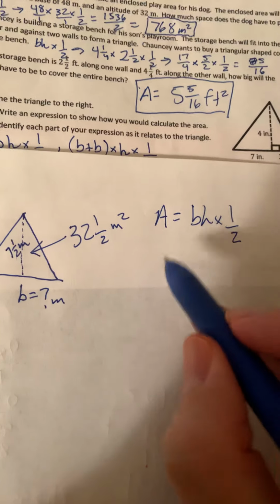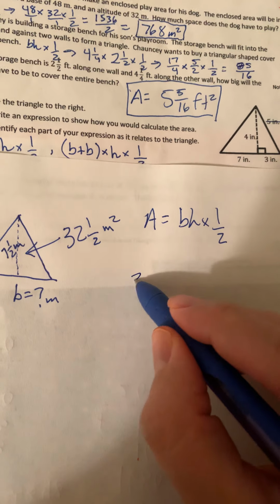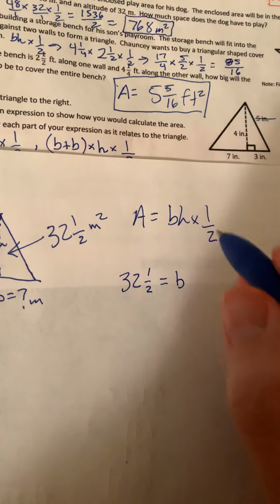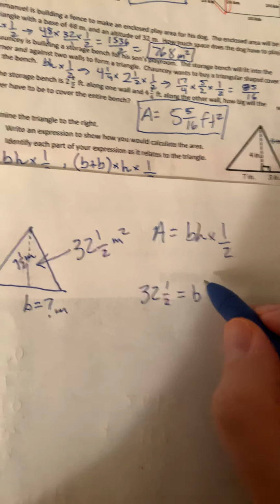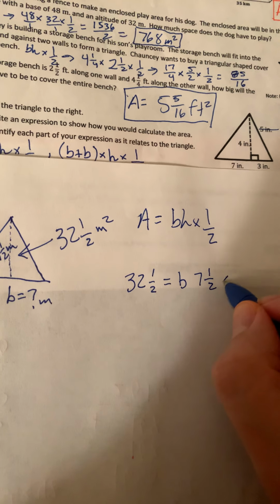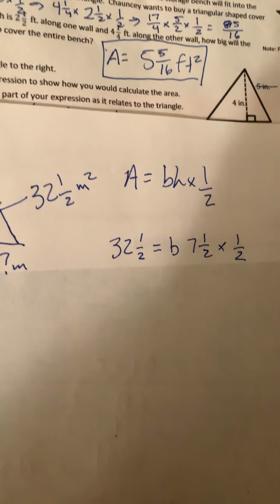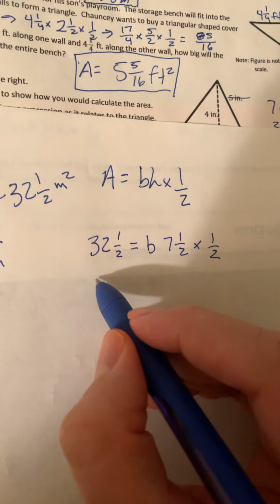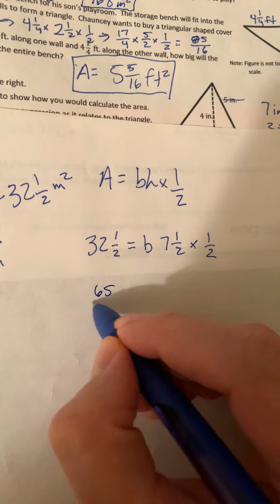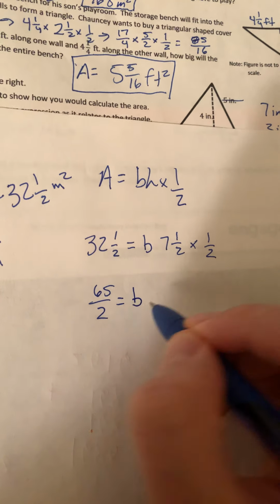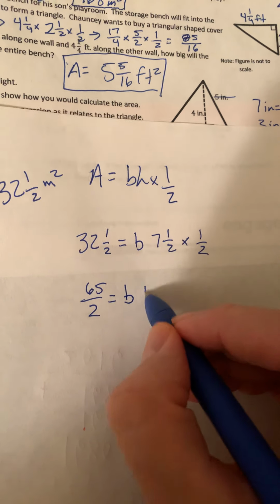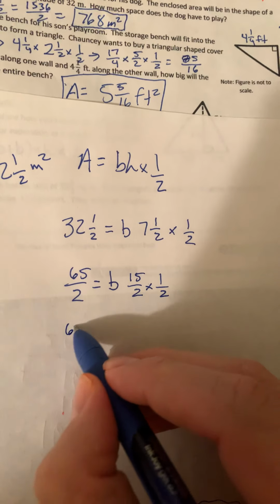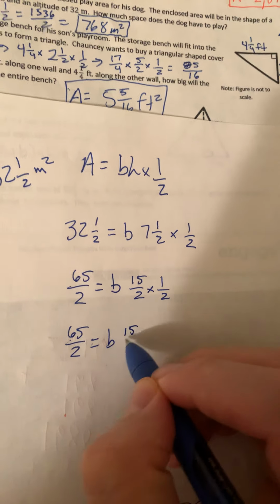So we plug this in. We know the area already, so we plug in 32.5 equals, we don't know what the base is, times the height, which is 7.5, times 1/2. I'm going to turn these into improper fractions. 2 times 32 is 64, plus 1 is 65/2, equals base. And this is 2 times 7, which is 14, plus 1 is 15/2, times 1/2. Multiply going across: 65/2 equals B times 15 over 4.